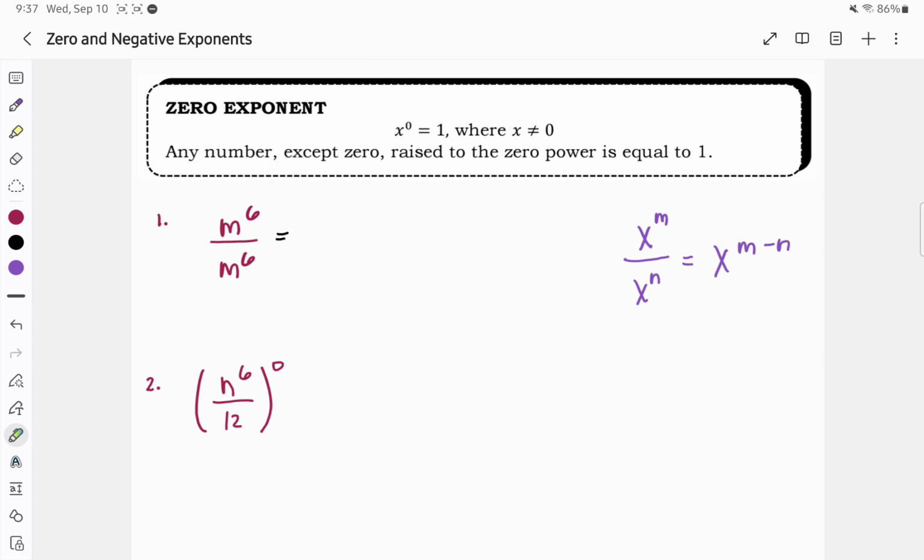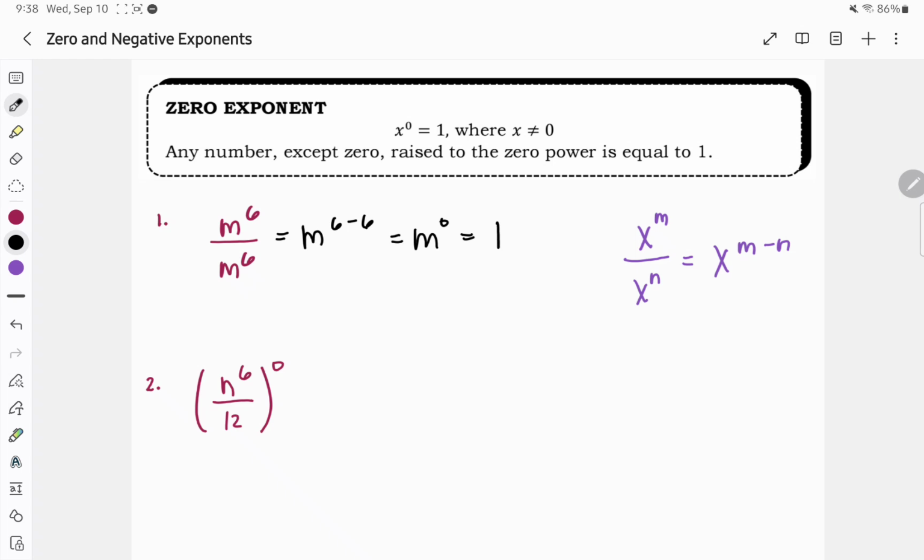So, let's say you have m raised to 6 over m raised to 6. Since they have the same base, that is m, you will have m raised to 6 minus 6. So, pag sinimplify sila, pwede mo nang i-subtract yung mga exponent. And m raised to 6 minus 6 is equal to m raised to 0. And since, sabi nga natin kanina, any number except 0 raised to 0 is equal to 1, we don't need the value of m. As long as m is not equal to 0, this is 1.